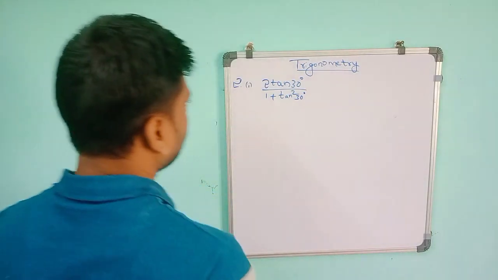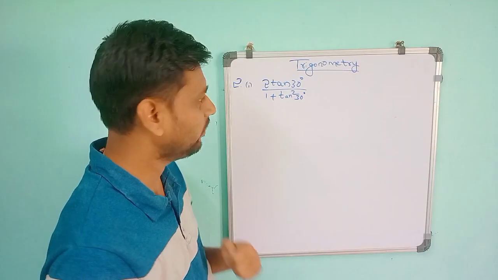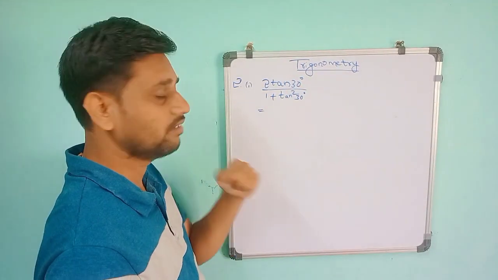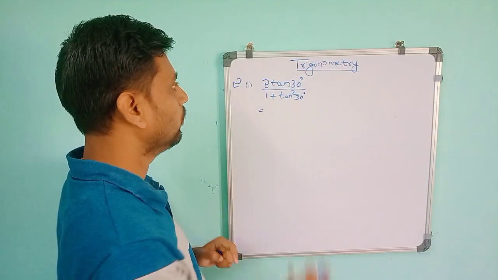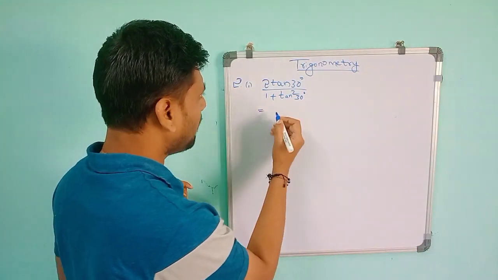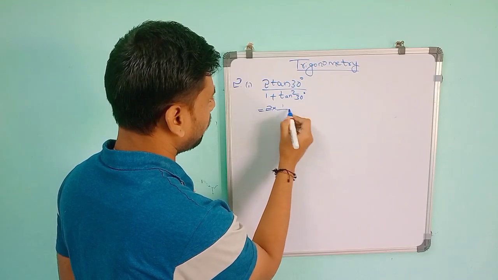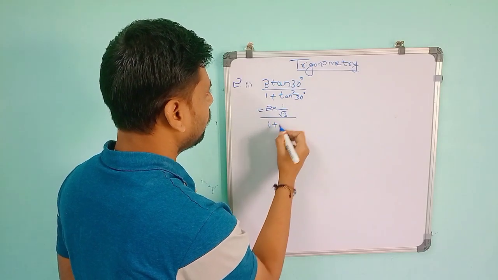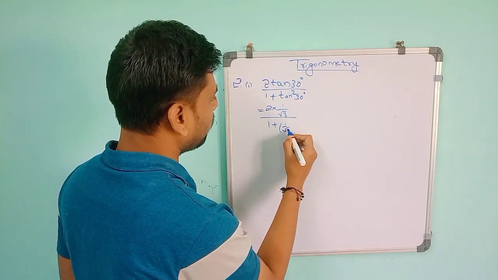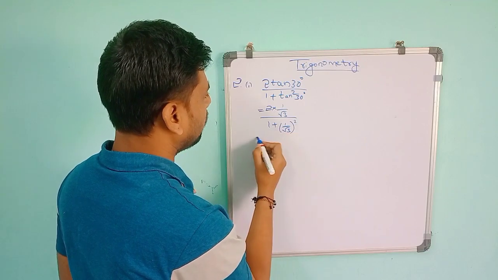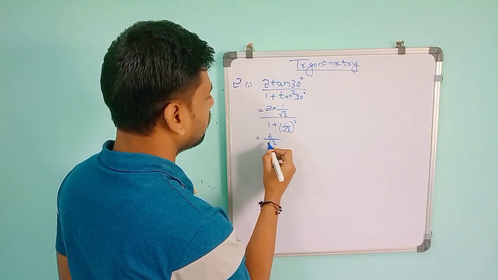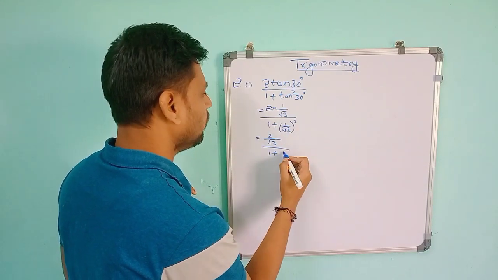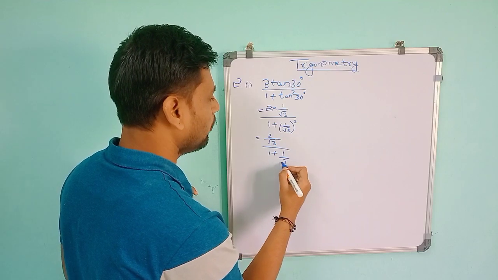So this one, 2 tan 30 degree divided by 1 plus tan square 30 degree. So as we know, tan 30 is nothing but sin 30 by cos 30. Sin 30 is 1 by 2, cos 30 is root 3 by 2. So 1 by root 3. 2 into 1 by root 3, because tan 30 is 1 by root 3. Like that, 1 plus tan 30 is 1 by root 3, whole square. This will give us 2 by root 3 whole divided by 1 plus 1 square is 1, divided by root 3 square is 3, 1 by 3.